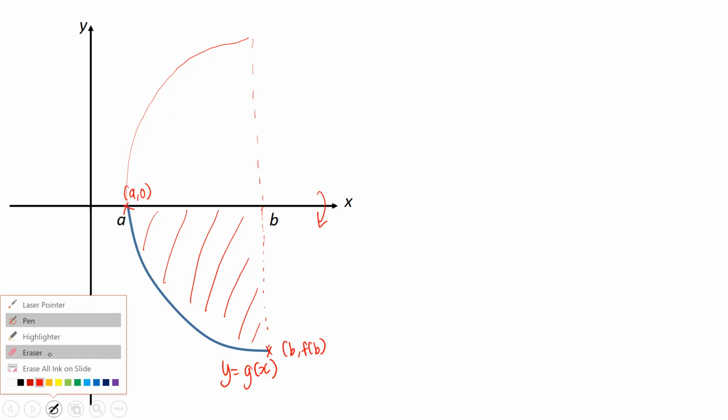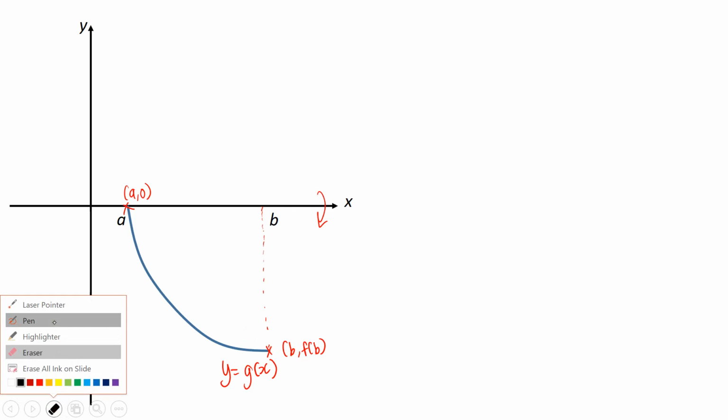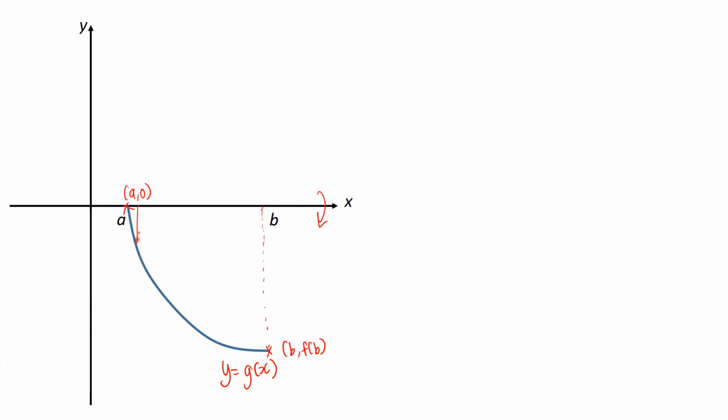Now to make things simpler, let me erase all this drawing and this shaded area. Now what we're going to do is similar to what we have done earlier. We are going to divide the area bounded by the curve into strips. Okay, and each of these strips is going to have the same thickness, small change in x.